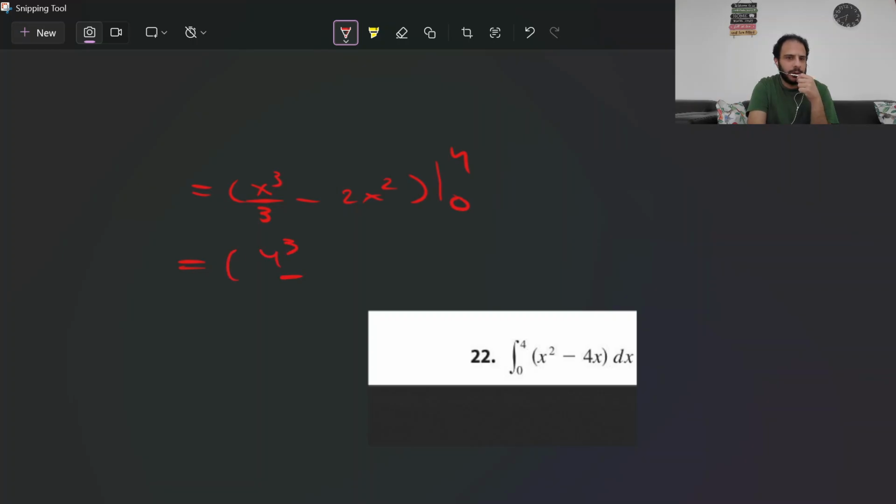So 4 cubed over 3 minus 2 times 4 squared, minus, you substitute 0. When you substitute 0, do you get anything? All zeros, right? So 0 here, minus 0. So we just care about the first part. 64 over 3 is 21.3 repeating, minus 32, right? Then minus 10.6 repeating.